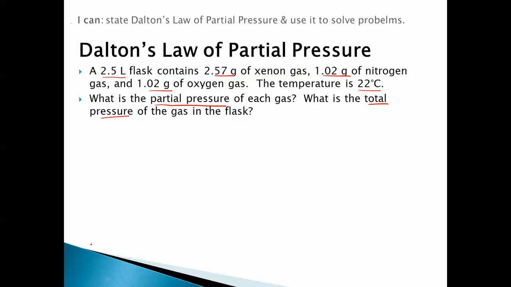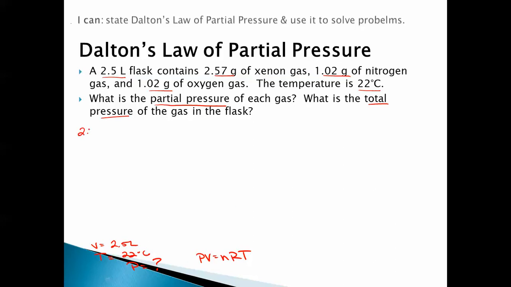So I have a volume of 2.5 liters, I have a temperature of 22 degrees Celsius, and I'm looking for a pressure, and I also know ultimately the number of moles. And so the equation that we would be using here is the ideal gas law, PV equals nRT. And so the first thing I'm going to have to do is figure out what my n values are. So let's start with xenon.